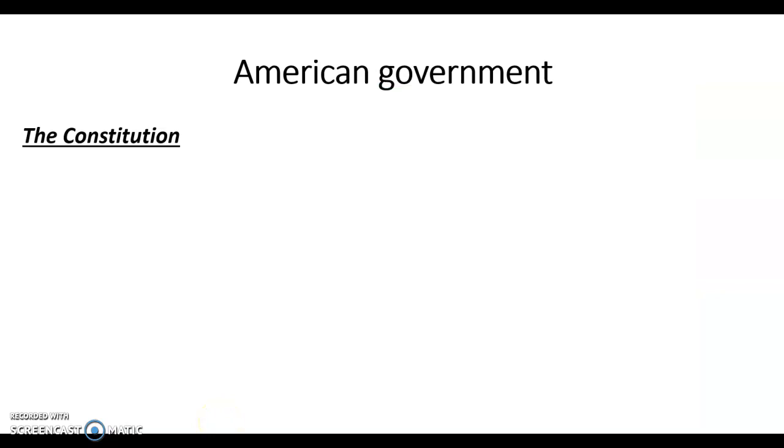So our best starting point to understand American government is looking back at the Constitution. And this was created in the year 1787 after the American Wars of Independence. So the Americans managed to break away from British colonial control, and the Constitution was really the foundation of the new way of running the country.